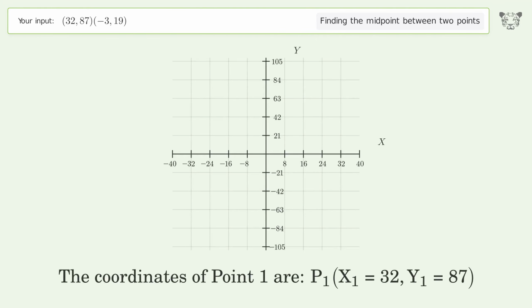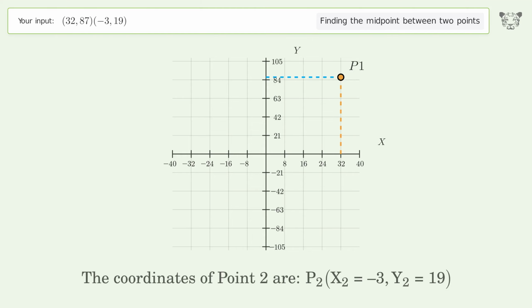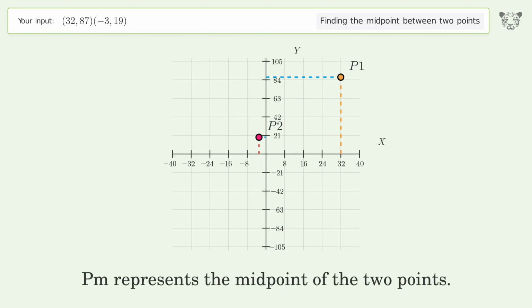The coordinates of point 1 are x1 equals 32, y1 equals 87. The coordinates of point 2 are x2 equals -3, y2 equals 19. PM represents the midpoint of the 2 points.